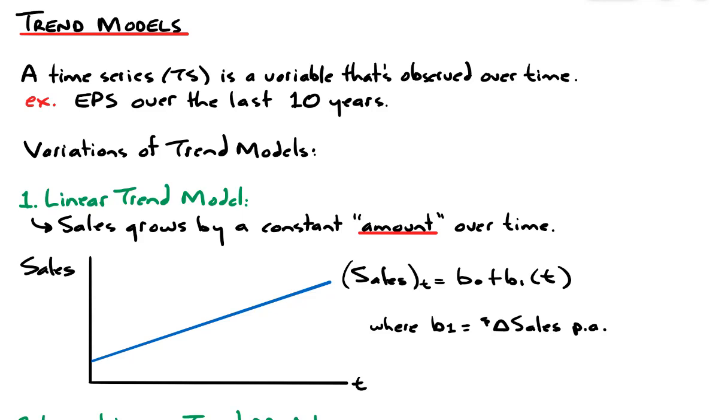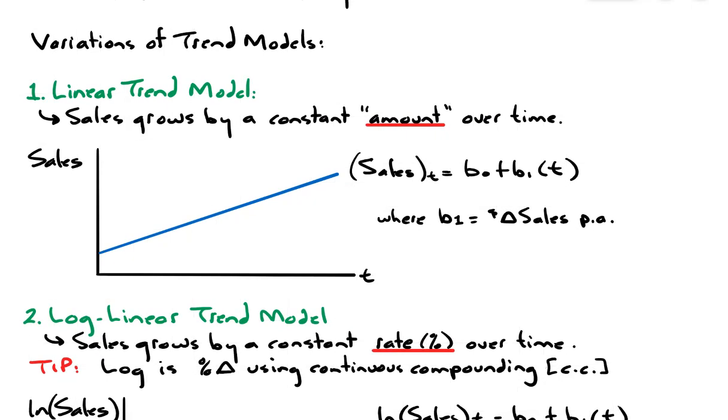Now, what are some of the variations of trend models? What a trend model does is it tries to establish a relationship between the time series variable and time. So the first trend model is referred to as a linear trend model. For example, in this context, sales would grow by a constant amount over time. So we're plotting sales here. This would be dollar sales, and here's time.